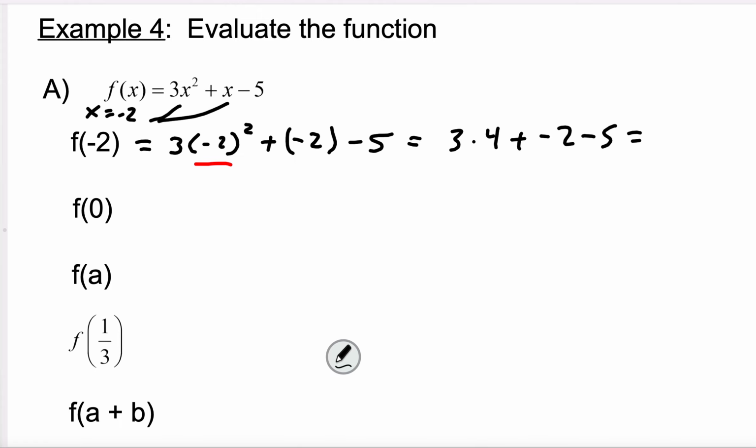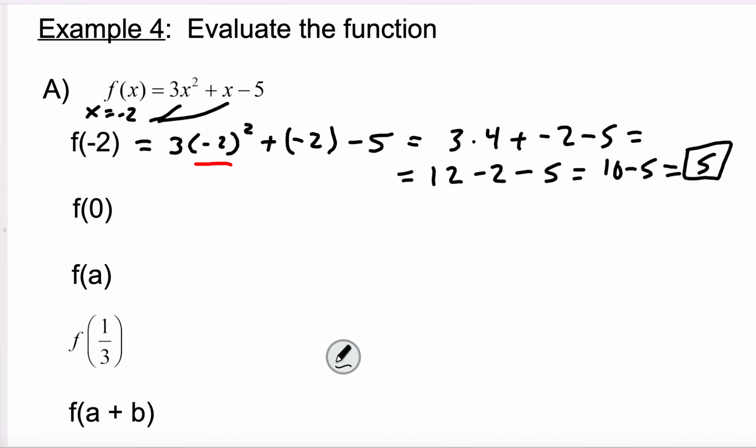So then 3 times 4 here is 12. I have to do multiplication here next. And then I've got a -2 and a -5. So now just do it from left to right here since they're both subtraction. 12 minus 2, there is 10. And 10 minus 5, there is 5.